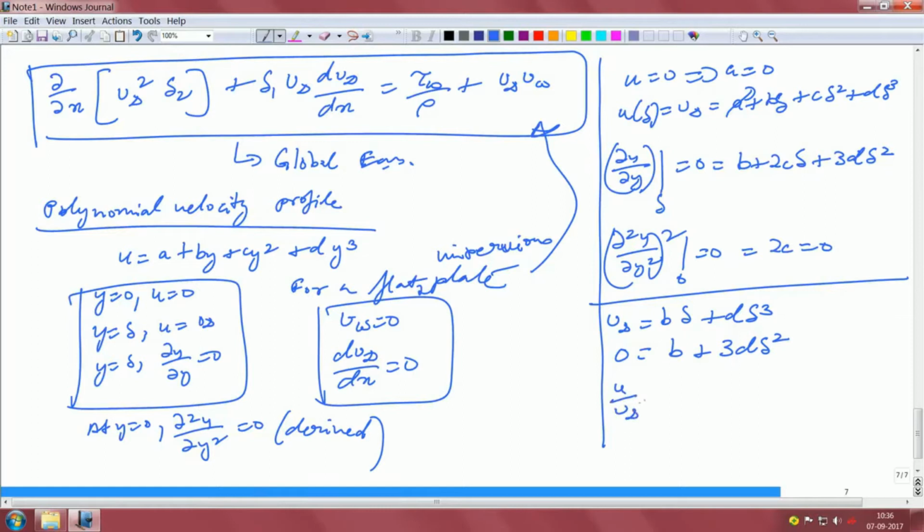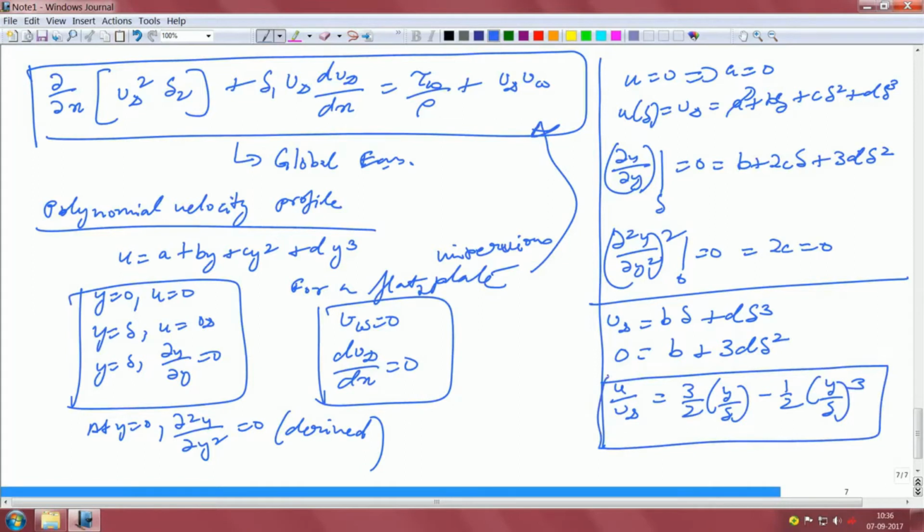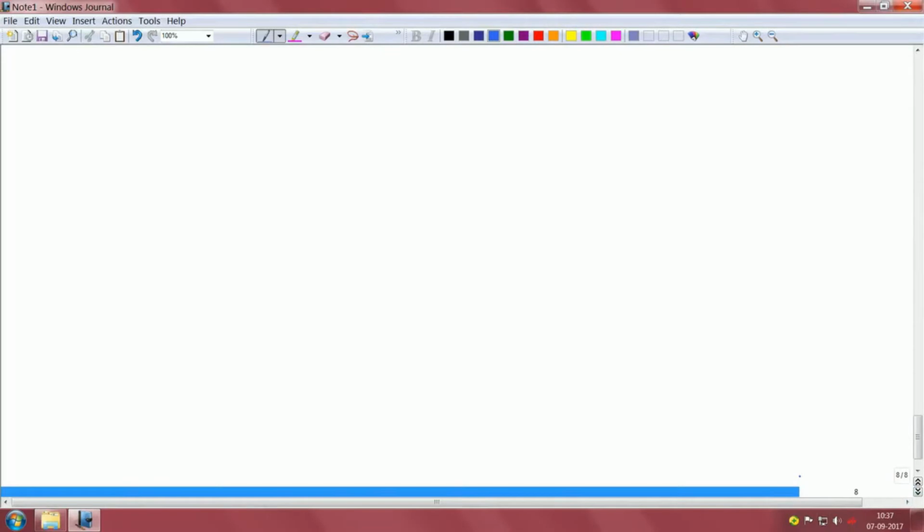Therefore, u by u infinity becomes 3 by 2 y by delta minus half y by delta cube. This is the velocity profile that we get, assuming that this is the parent equation. We have taken care of two of the terms, and this is the velocity profile that we have assumed. So, this is approximate, this is not approximate, that is exact. So, this is approximate and this is the velocity profile that we get. Okay. So, for the no suction and blowing case, and for a flat plate, this is the equation.